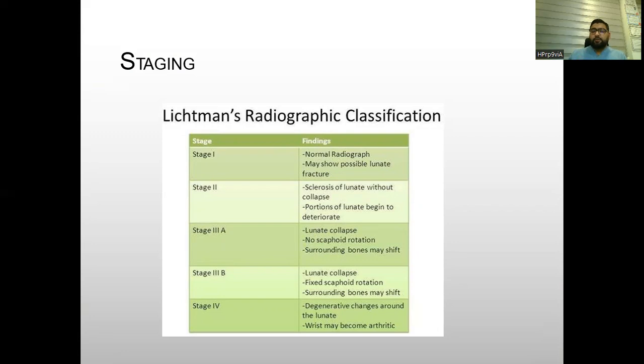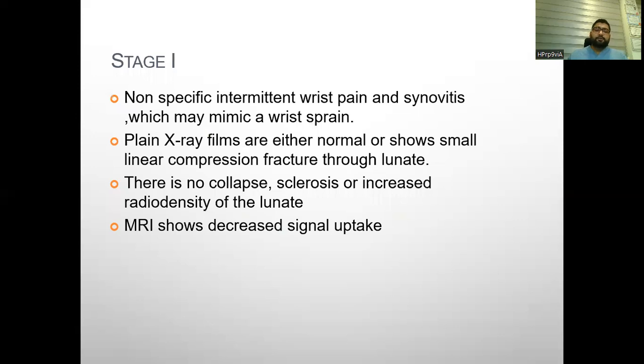And in stage 3A, the lunate is collapsed, with no scaphoid rotation. In stage 3A, the lunate is collapsed, but the scaphoid is not mal-rotated or mal-aligned, and surrounding bones may shift, but the scaphoid is in the normal position. And in stage 3B, the lunate is collapsed along with scaphoid rotation. And in stage 4, obviously, there are degenerative changes around the lunate, and the wrist may become arthritic. So we will go through the stage-wise pattern.